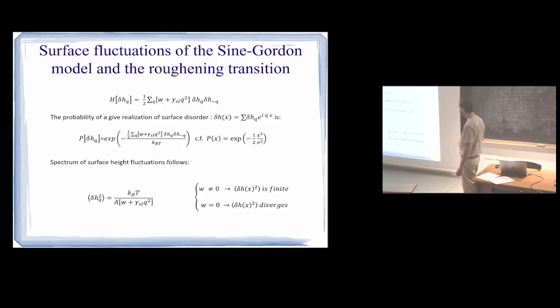If W is 0, then when Q goes to 0, the amplitude of the Fourier modes diverges. It goes to infinity. So in rough surfaces, that's exactly the fingerprint of a rough surface. If you have a rough surface, it means that the amplitude of the surface fluctuations can become infinite, and it becomes larger and larger as the wave vector becomes smaller and smaller. Okay? That's exactly the fingerprint of a fluid interface.